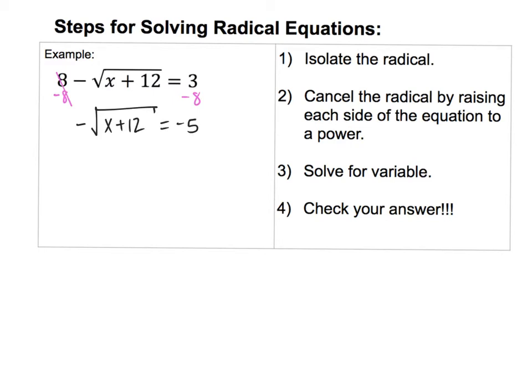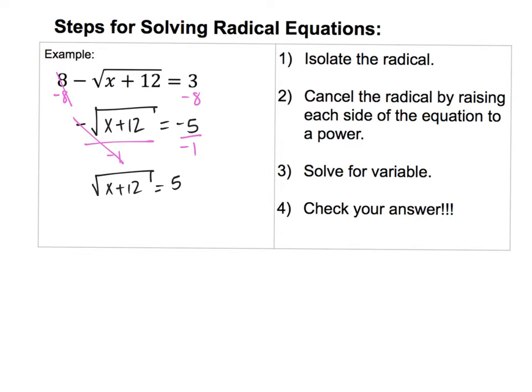And from there, I do have a negative sign. To get rid of a negative sign, one way you could do it, and my typical way, is to just divide by negative 1. If I divide by negative 1 on this side, I have to divide by negative 1 on the other side. So I have the square root of x plus 12 equals negative 5 divided by negative 1, which is positive 5.